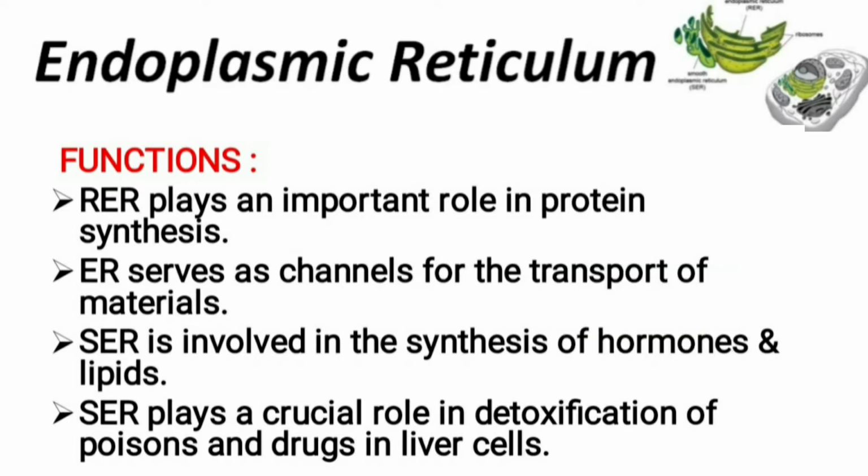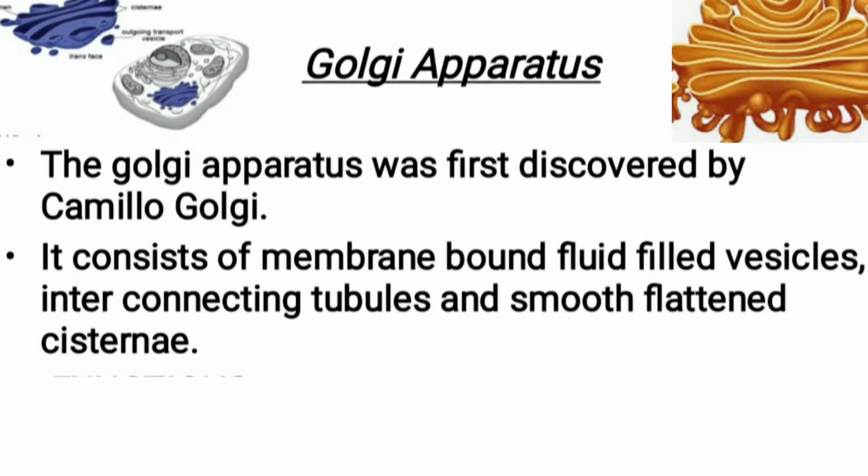Smooth endoplasmic reticulum is involved in the synthesis of hormones and lipids. Another function, smooth endoplasmic reticulum plays a crucial role in detoxification of poisons and drugs, especially in liver cells of animals. In animals, poisons are absorbed by liver cells, so the smooth endoplasmic reticulum detoxifies many poisons and drugs.